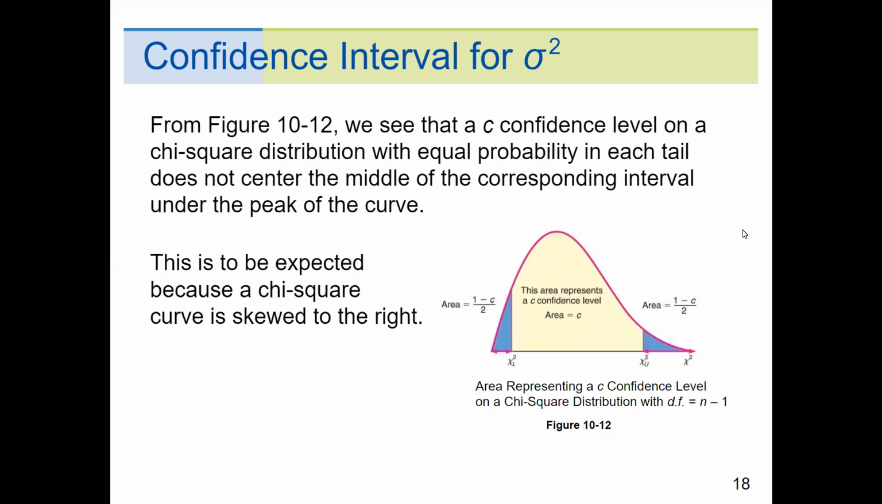From figure 10.12, we see that the C confidence level on the chi-square distribution with equal probability on each tail does not center the middle of the corresponding interval under the peak of the curve. This is to be expected because a chi-square curve is skewed to the right.